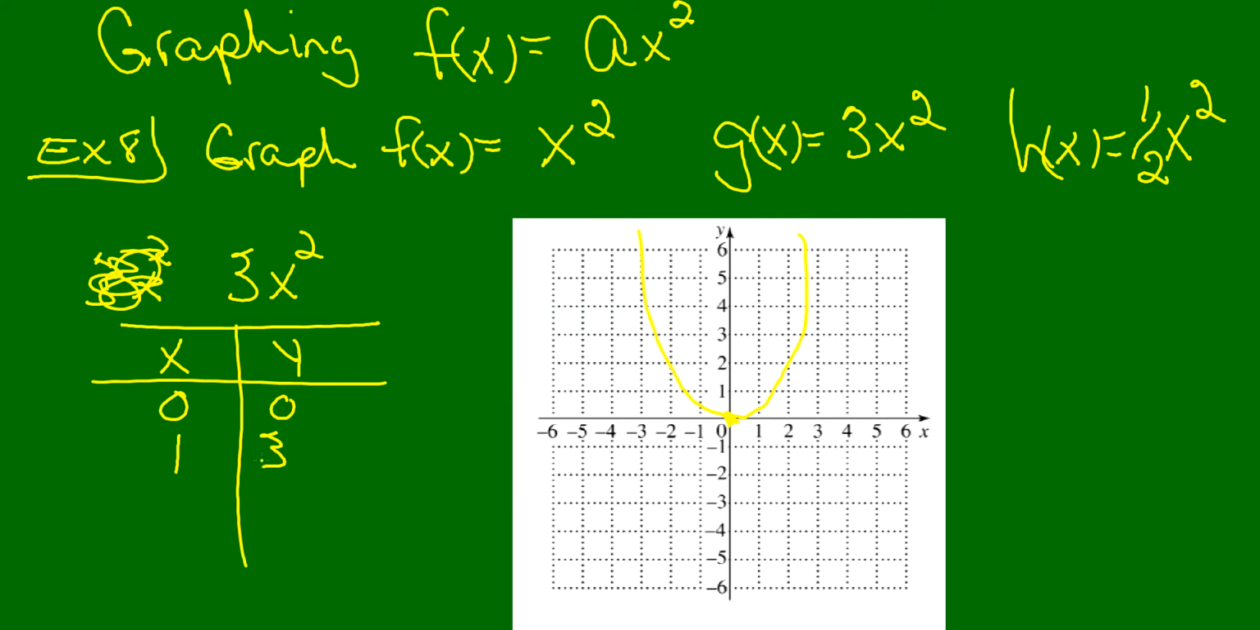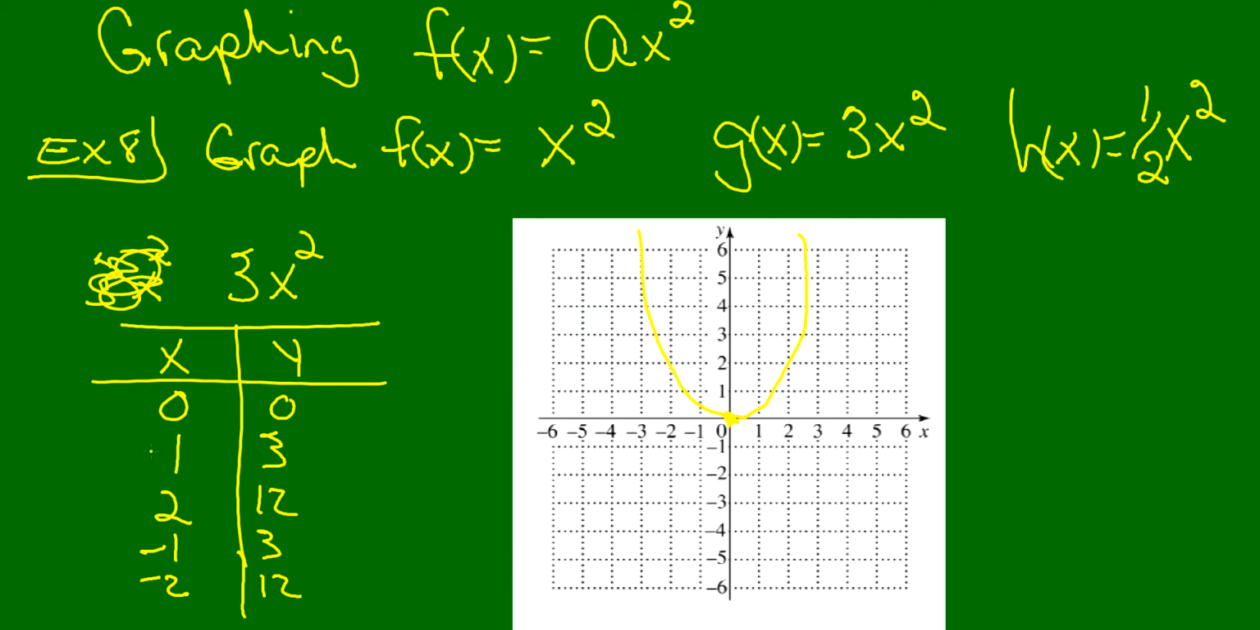If x equals 2, then y is going to equal 12. Uh-oh, I'm going to go off my chart already because my graph only goes up to 6. What else can I do? How about negative numbers? When x is negative 1, then y is going to be 3. And if x is negative 2, that's going to give me 12 as well.